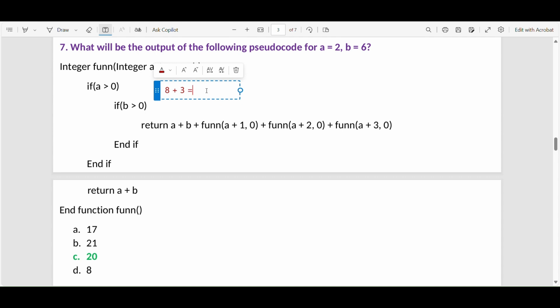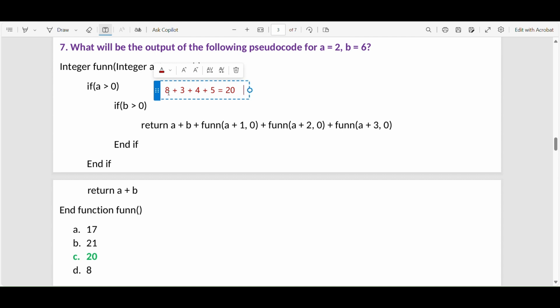That means, the a plus 2 will be 4. 4 is greater than 0, but b is not greater than 0. So we'll be getting 4 itself, and next we'll be getting 5 itself. If you follow this, you will be understanding. So by adding all these, we will be getting 8 plus 3 plus 4 plus 5. If you add everything, we will be getting 20.